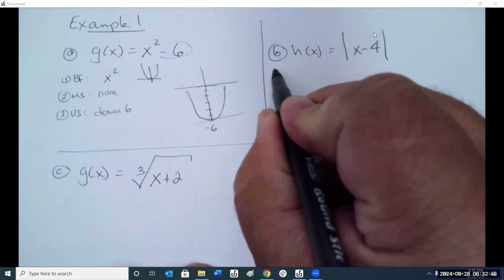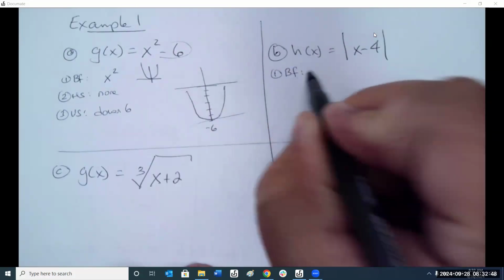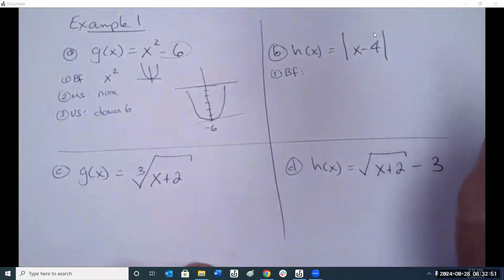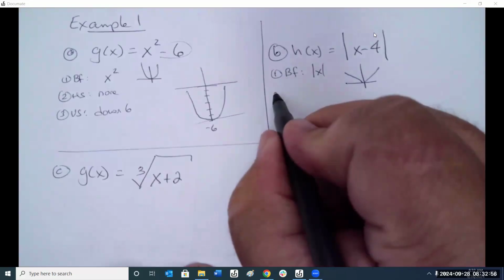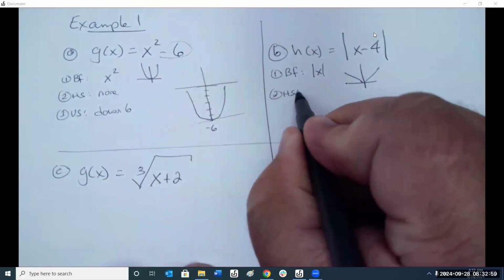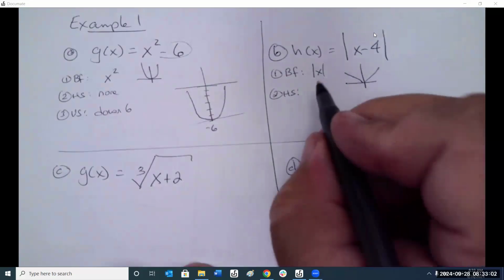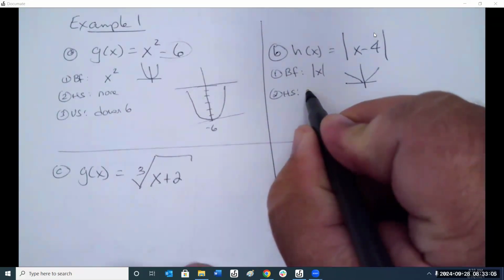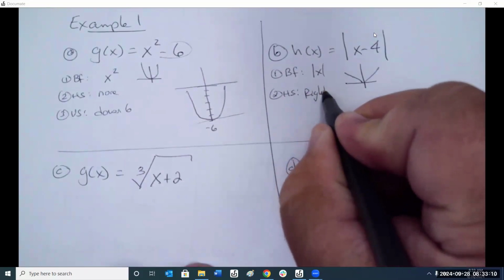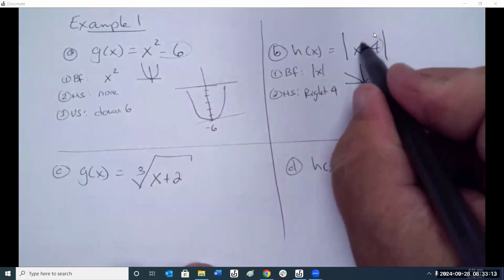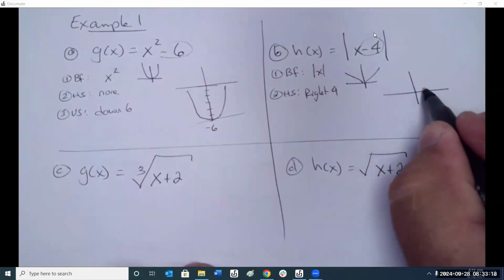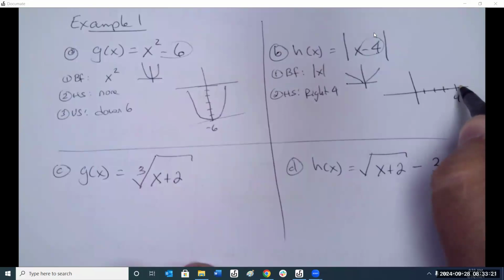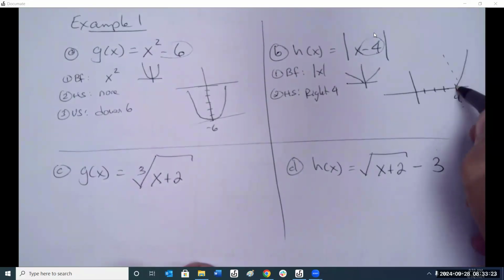What's the basic function there? It's the absolute value, which is a V. Is there a horizontal shift? How many spaces where? Why is it to the right? Because it's positive 4. It's opposite what's inside there. 1, 2, 3, 4. So there's my new origin. So there's my graph.